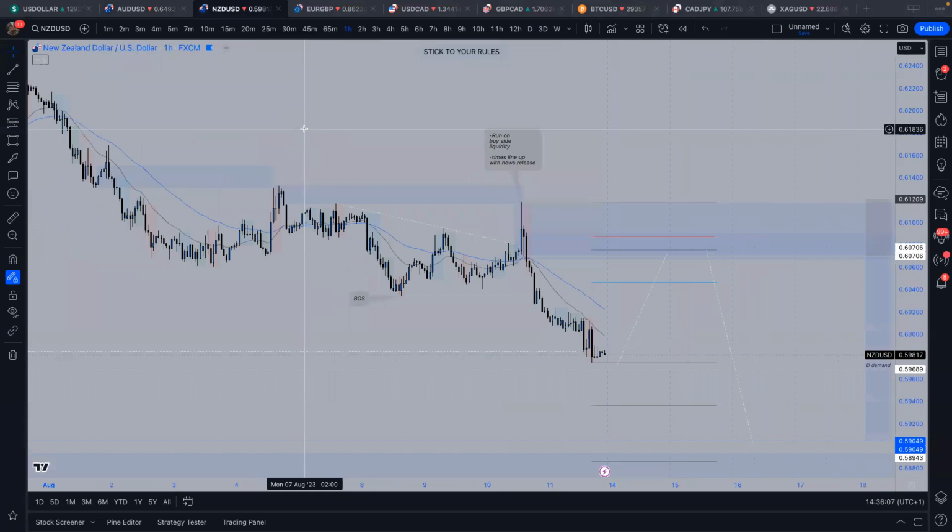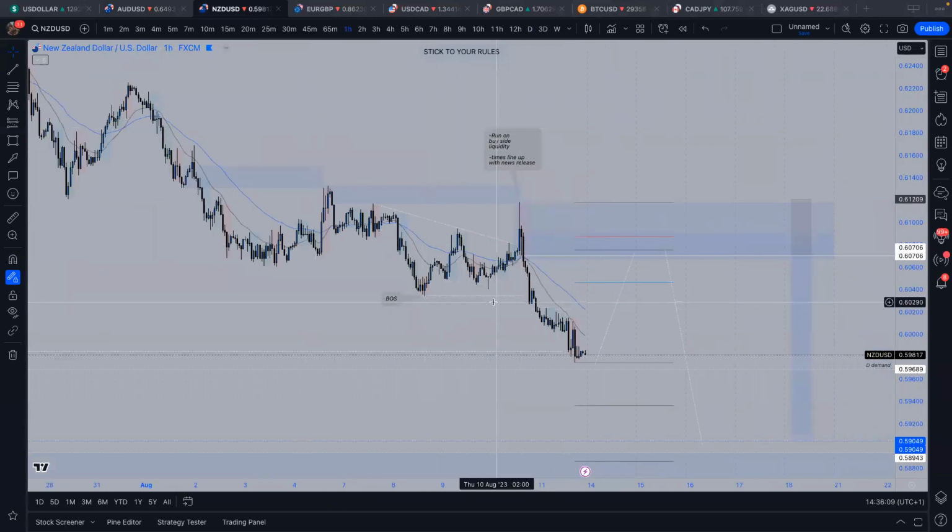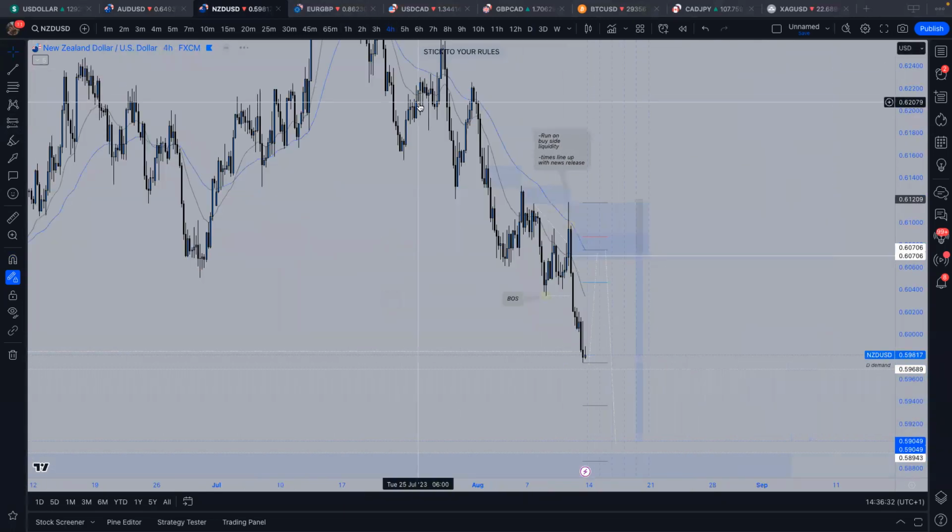NZD/USD, kind of the same scenario. We've had more of a full breaker structure. We had that raided liquidity. Now I'm just waiting for a pullback. You can see my fib from my low to my high. Let me just map those out. So this is our low, this is our high, this is our lower low. So now I'm just waiting for a pullback, lining up within these fib levels, and then a continuation short. Let me just hide that.